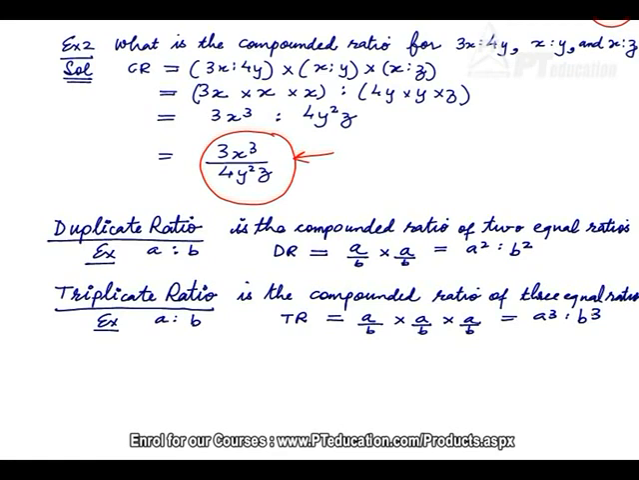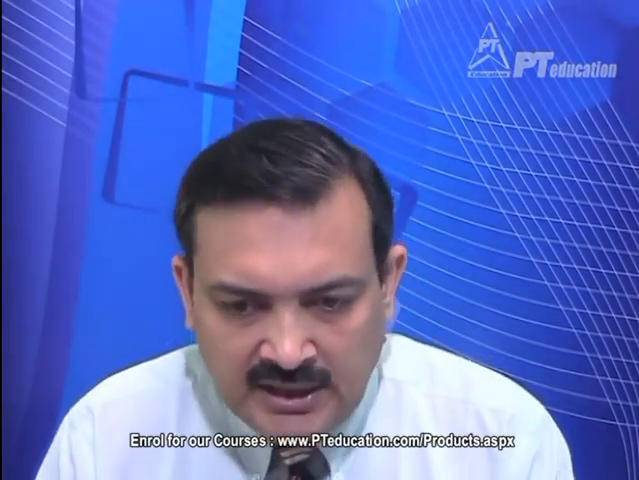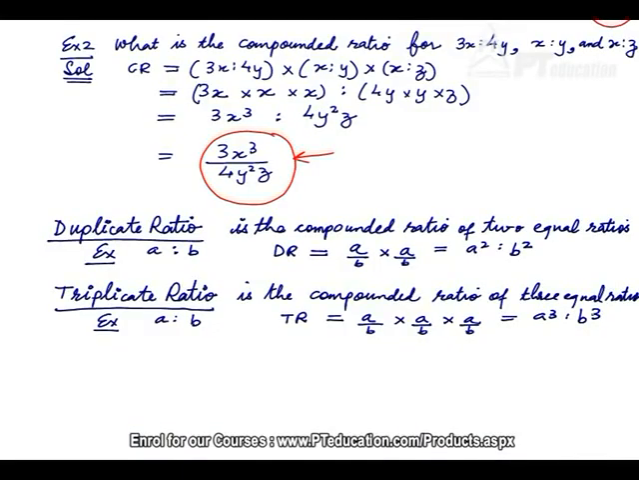Let us take an example each of both. For duplicate ratio, example a is to b. So what will be the duplicate ratio for a is to b? a by b multiplied by a by b, which gives you a square is to b square. Thus, a square is to b square is the duplicate ratio of a is to b. An example of triplicate ratio, as you can see on the screen. a is to b is the ratio, and so the triplicate ratio would be a by b into a by b into a by b, which is equal to a cube is to b cube. I hope this is very clear.